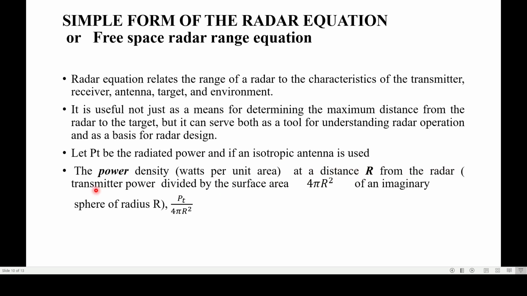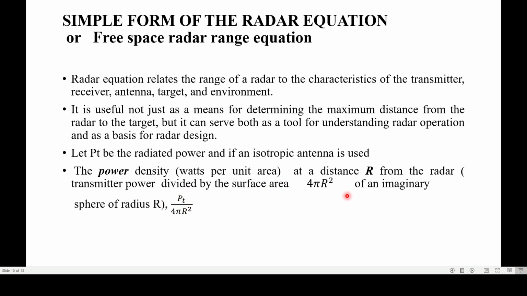Let PT be the radiated power. If an isotropic antenna is used, the power density at a distance r from the radar is the transmitted power divided by the surface area, that is 4 pi r square, of an imaginary sphere of radius r, equal to PT divided by 4 pi r square. So this is the transmitted power PT.